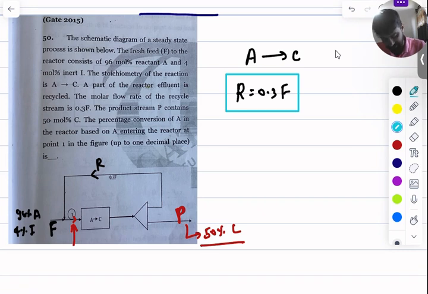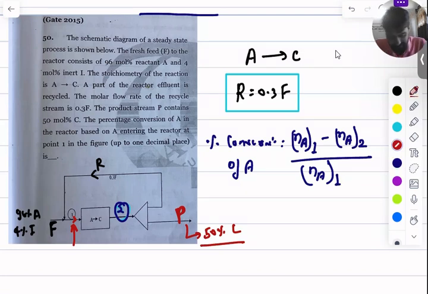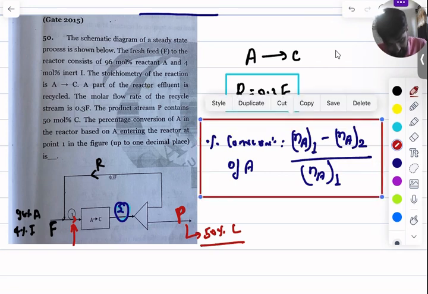So what will be the percentage conversion of A? Let's say I am assuming this point is 2. So percentage conversion of A will be equal to the number of moles of A at point 1 minus the number of moles of A at point 2, divided by the number of moles of A at point 1. This is the percentage conversion of A. So by any means, if you are able to calculate the number of moles of A at point 1 and point 2, you will be able to solve the question.